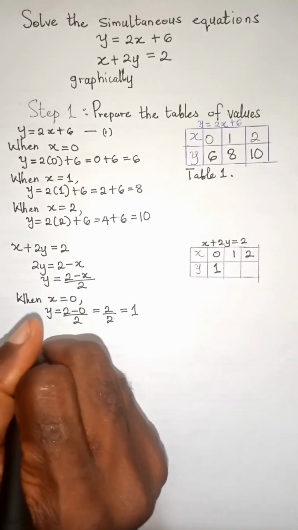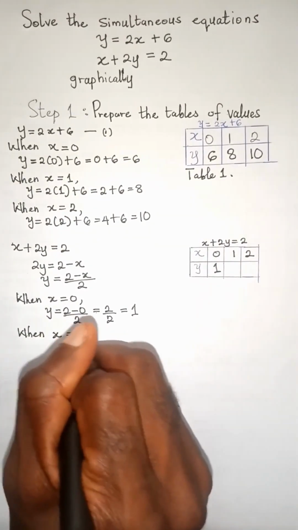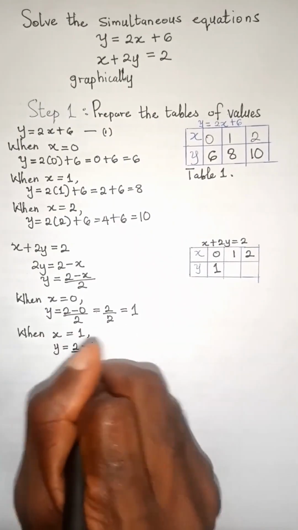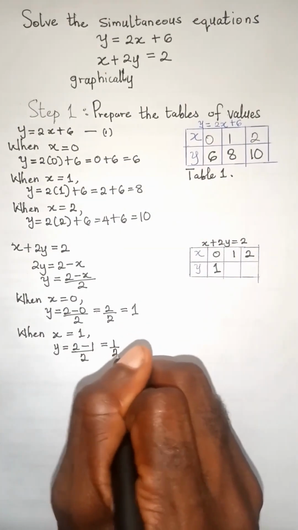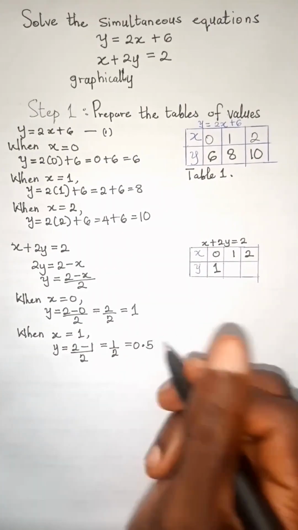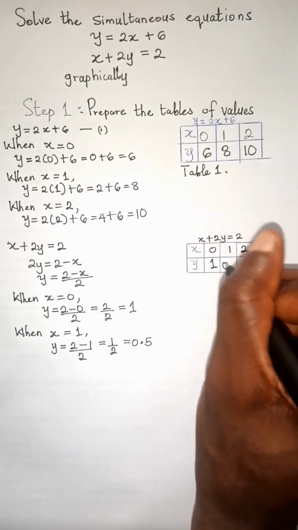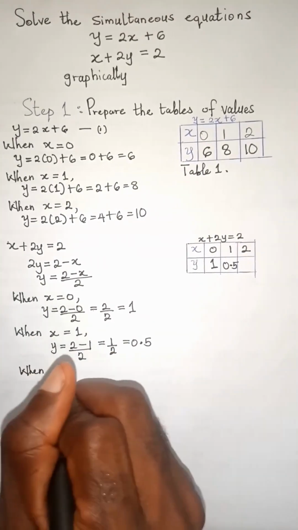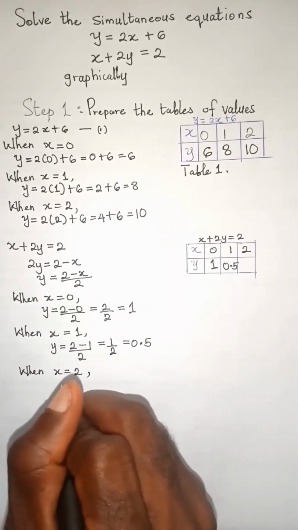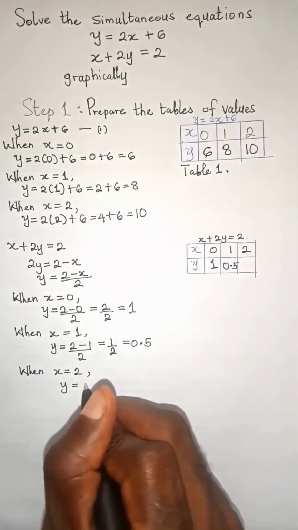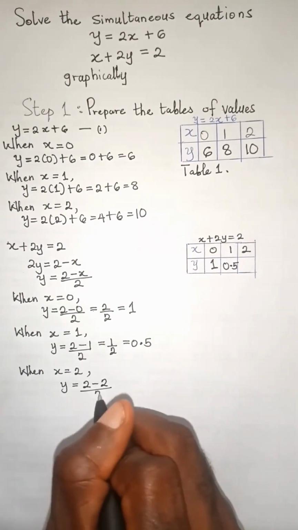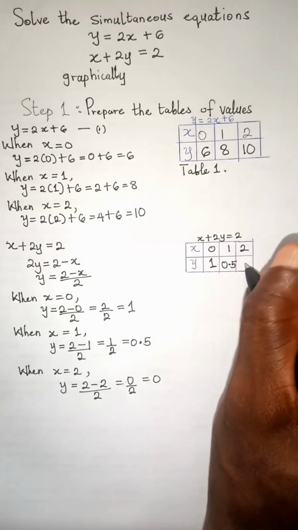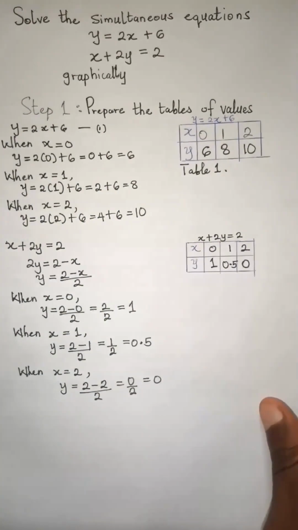Then we go for when x is 1 and substitute the value so that we have y equals (2 minus 1) over 2. That's 1 over 2, which we can write as 0.5. So when x is 1, y is 0.5. Then we try out when x is 2, the last on the table. So when x is 2, y is going to be (2 minus 2) over 2. That's 0 over 2, which is 0. So we put in 0 for when x is 2.